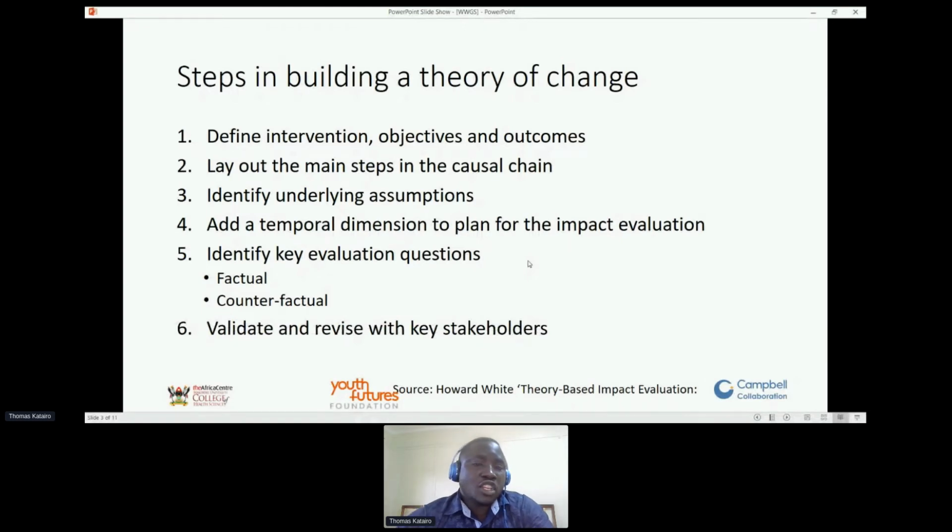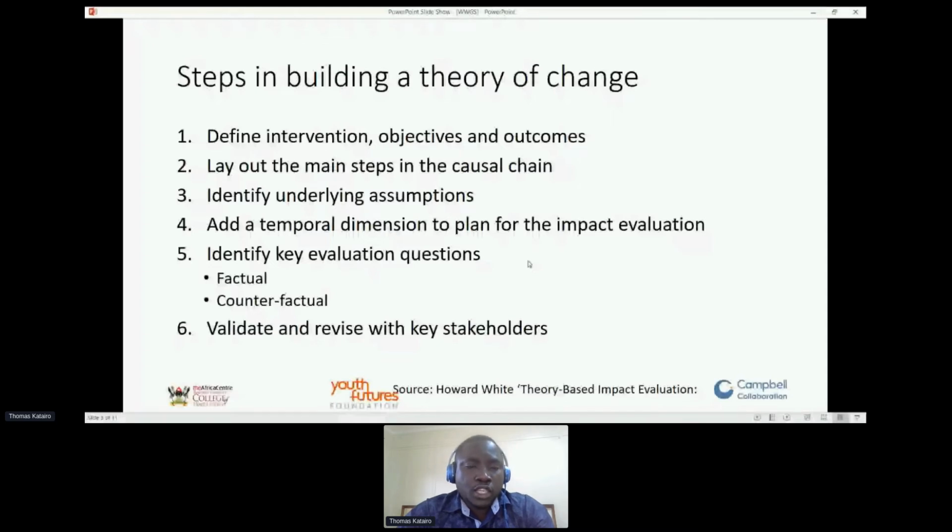And then another thing is you need to validate and revise with key stakeholders. You'll realize that most times as researchers, we tend to think for people. Sometimes you find an intervention that is already rolled out, and you think it is supposed to do something X, yet probably the stakeholders put out this intervention because they wanted to attain some other outcomes.